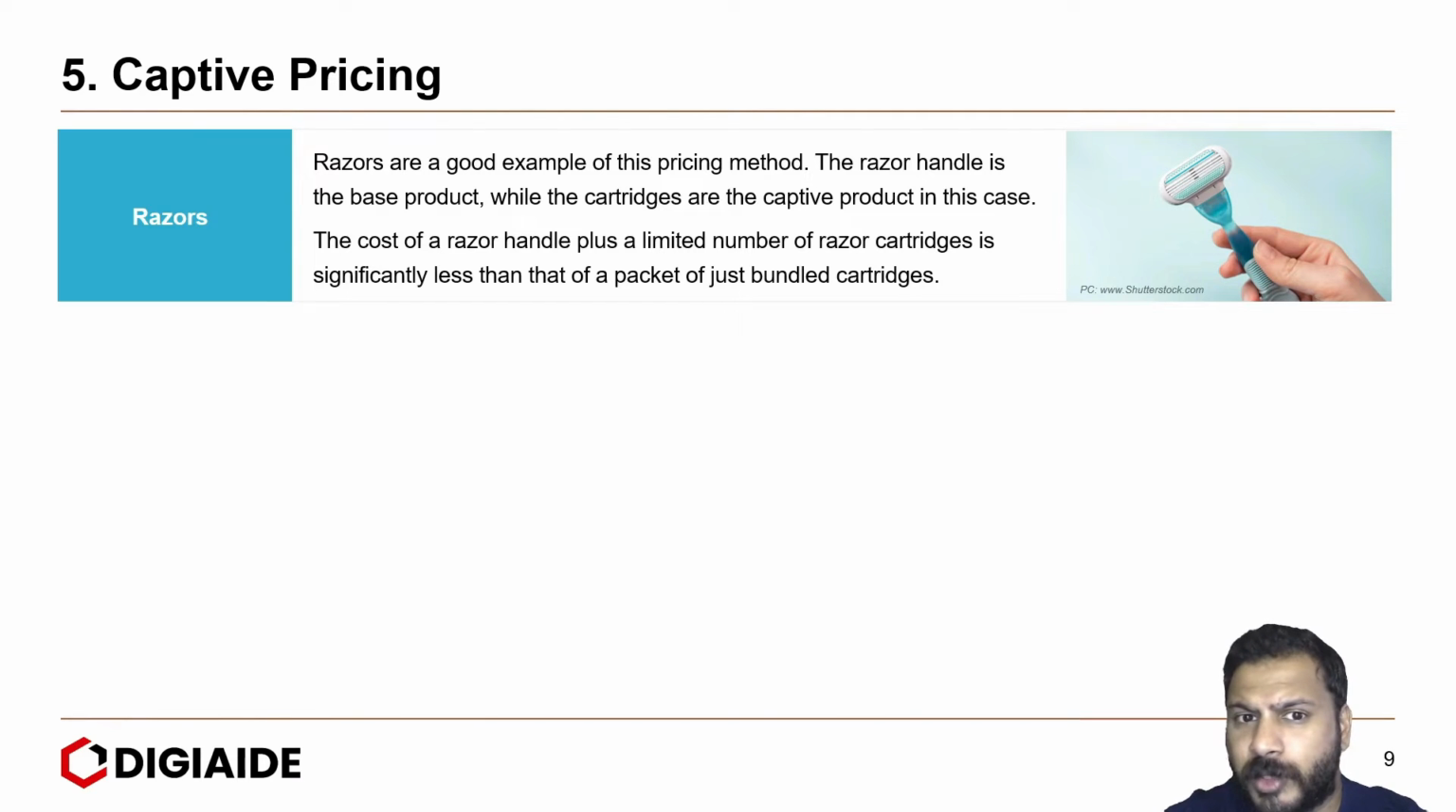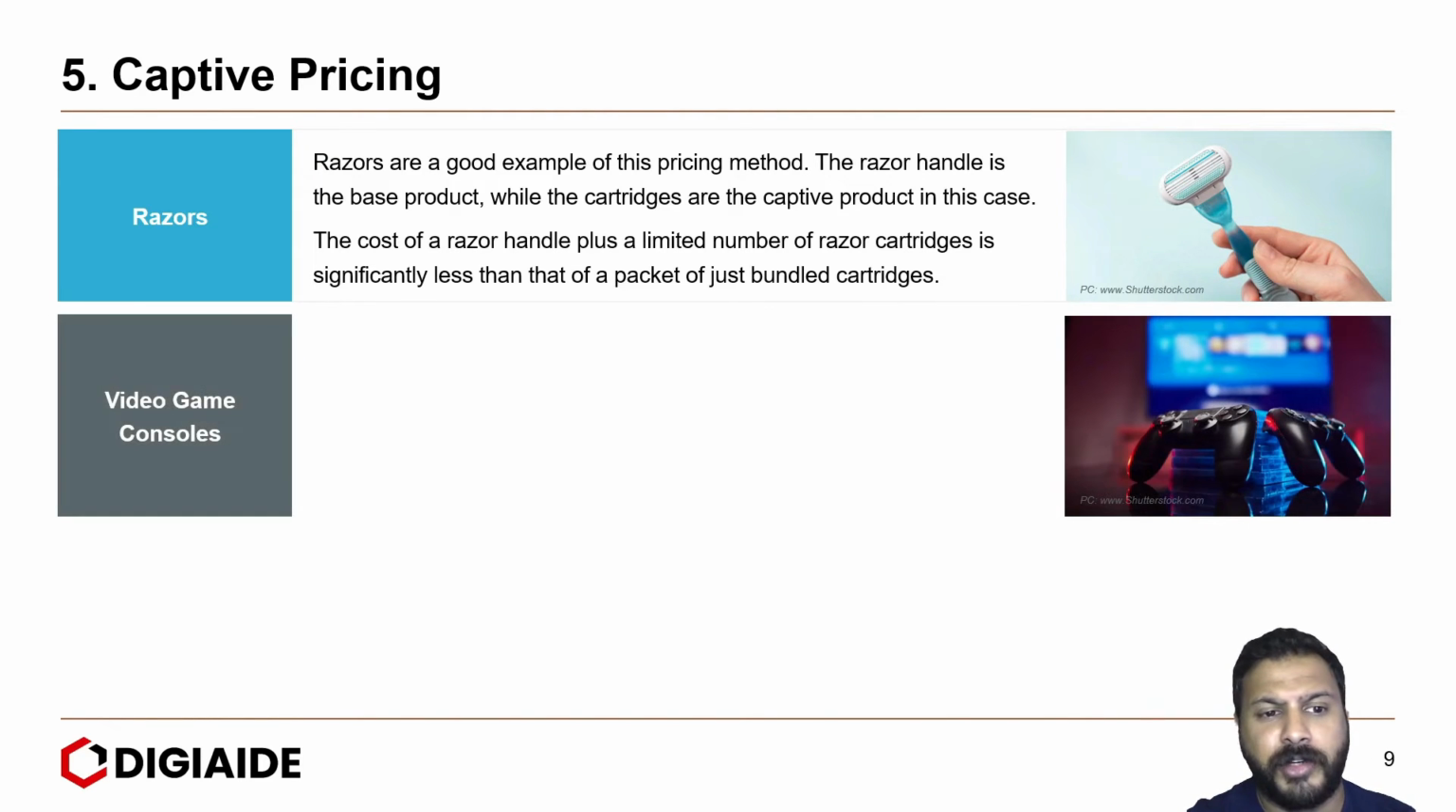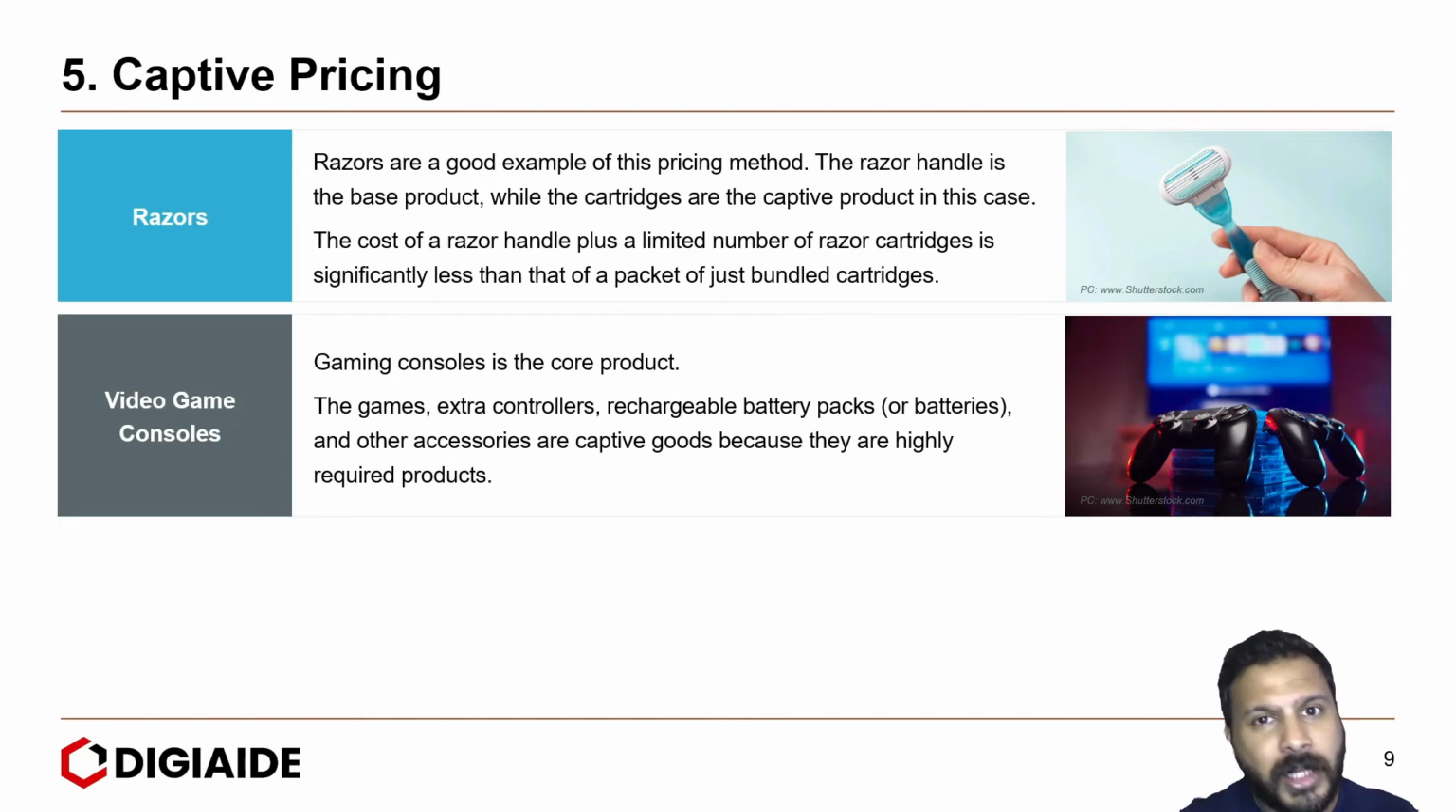The razor handle is the base product, while cartridges are the captive product in this case. The cost of a razor handle plus a limited number of cartridges is significantly less than a packet of just bundled cartridges which you buy later. Moving on to the next product, video game consoles. Your gaming consoles are the core product, but the game's extra controllers, rechargeable battery packs or batteries and other accessories are captive goods because they are highly required products.